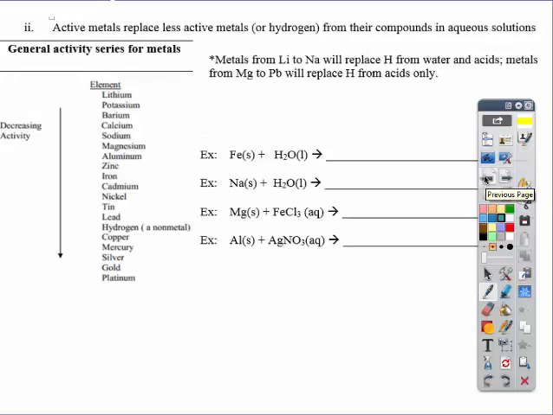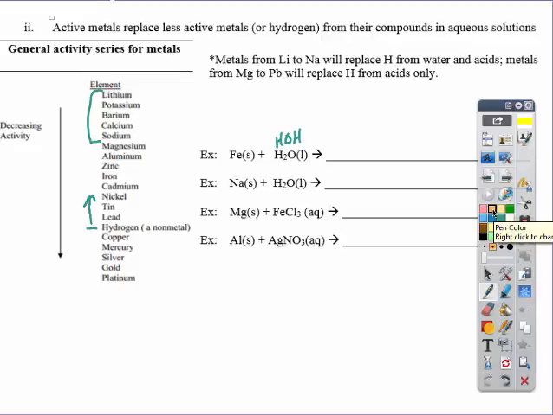Most of the time, you're going to have a metal trying to replace a less active metal, or hydrogen. So only metals from lithium to sodium will replace hydrogen in water. From hydrogen up, we'll replace it in an acid. So when you're doing single replacement reactions and you have water, you have to think of water as HOH, because the metal will only replace the first hydrogen.